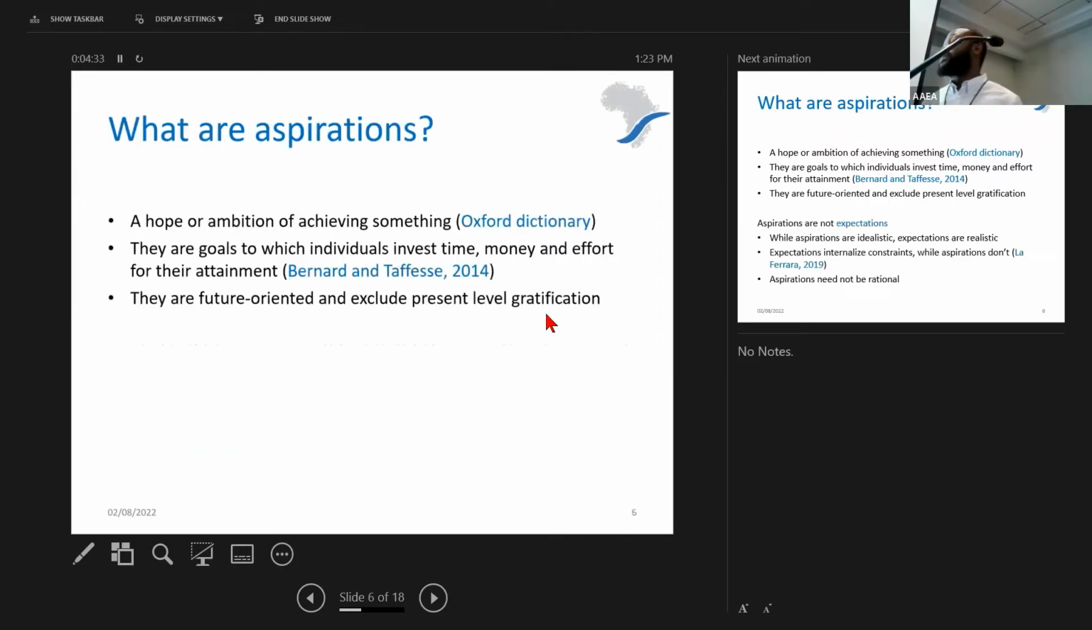So now let's get into the matter. I know I've been talking a lot about aspirations, and I would assume that since this is a behavioral session, everybody understands what aspirations are, but the Oxford Dictionary defines aspirations as the hope or ambition of achieving something. So basically, these are goals to which individuals invest a lot of time, money, and effort for their attainment. And one big difference here is that aspirations are future-oriented and exclude present-level gratification.